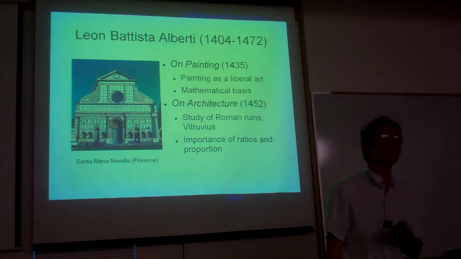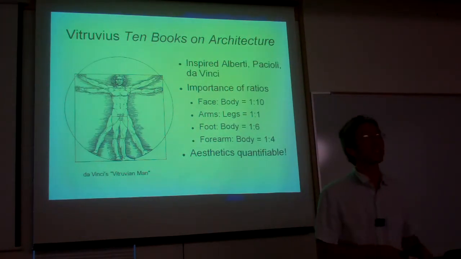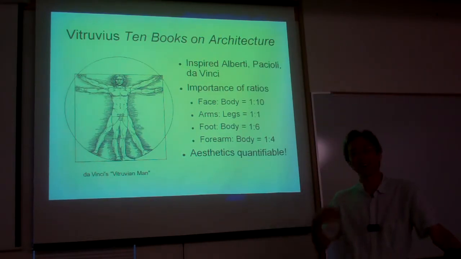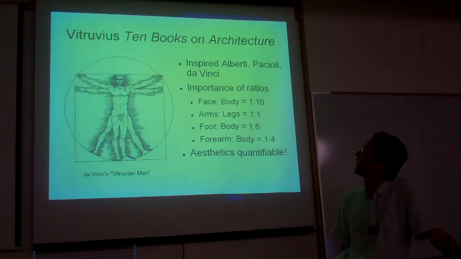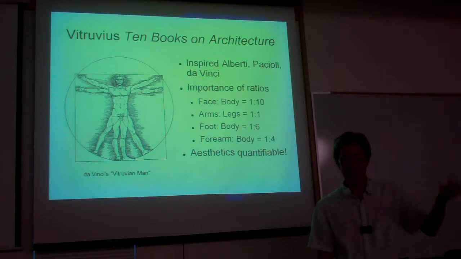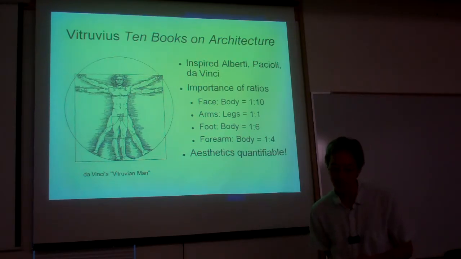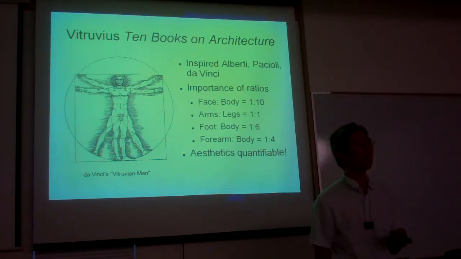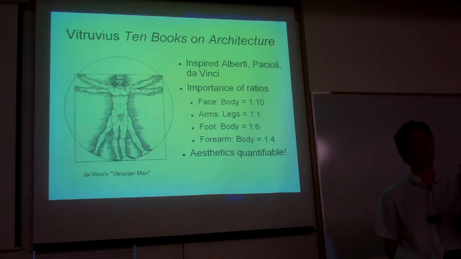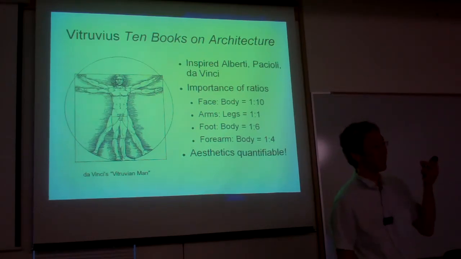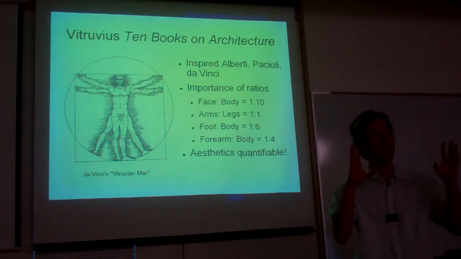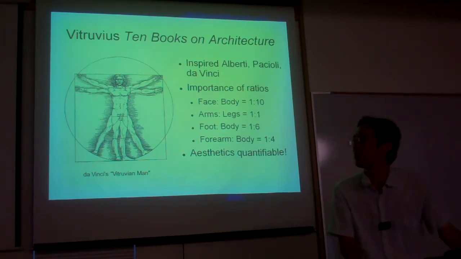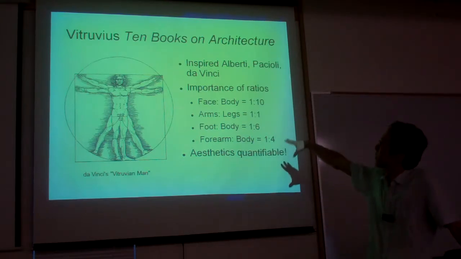And just as an example, going back to Vitruvius's 10 books on architecture, this is one of the few works that we have that are actually written during the classical period, and Vitruvius's work was the source of inspiration for a number of artists, Alberti, Pacioli, and Da Vinci in particular. And Vitruvius starts off with a fairly long discourse about the importance of ratios in designing a building that pleases the eye. In particular, Vitruvius is focusing on a number of ratios that he identifies as describing the proportions in a human body.